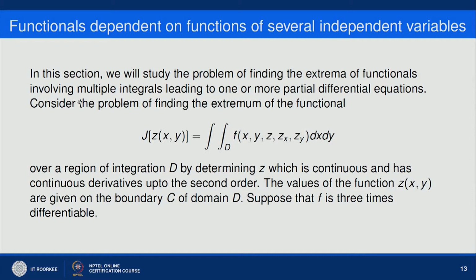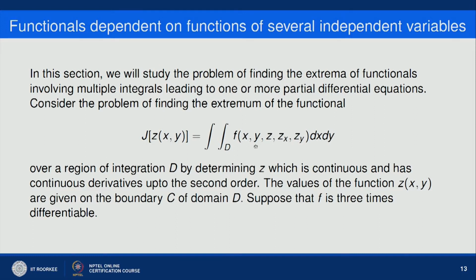In this lecture we will study the problem of finding the extrema of functionals involving multiple integrals, leading to one or more partial differential equations. We can consider our functional as J of z of x, y, which is the double integral of f of x comma y, z, z_x, z_y over a region of integration D, by determining z which is continuous and has continuous derivatives up to the second order. So here we want to minimize this functional.